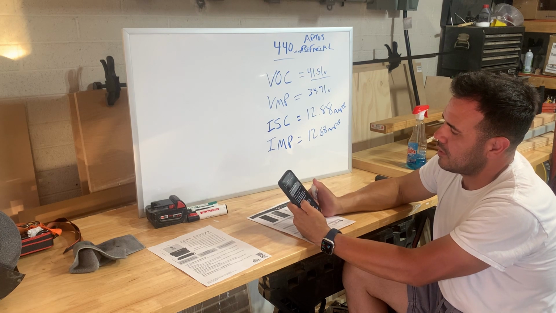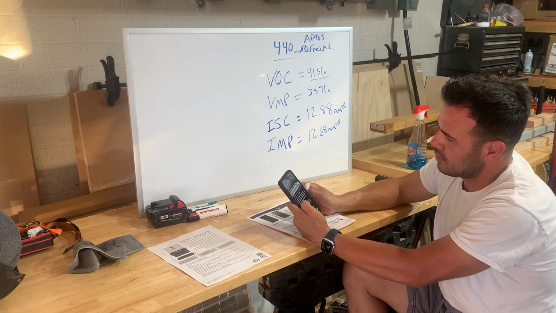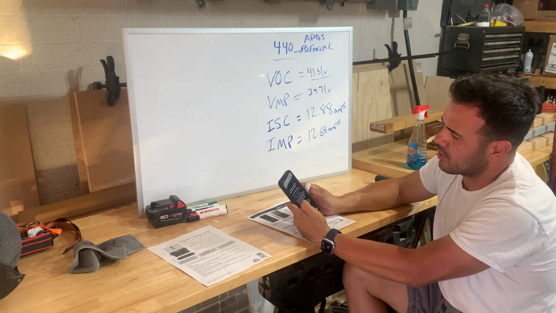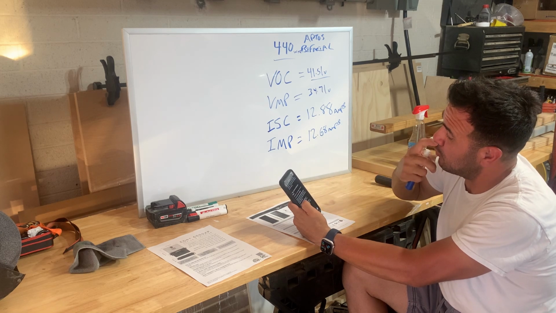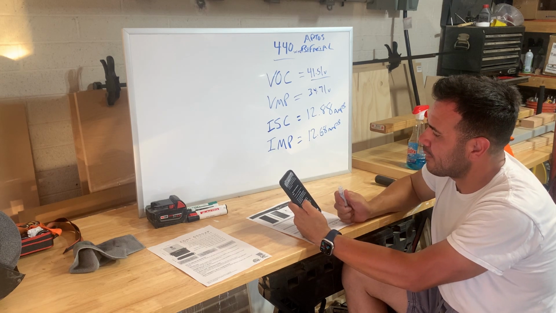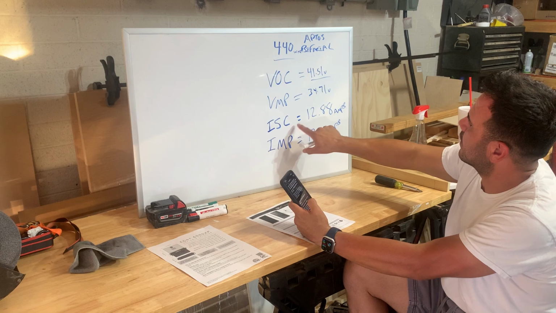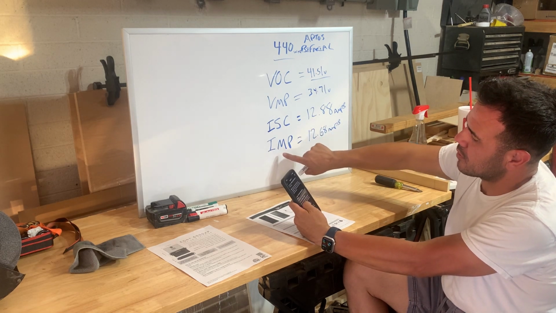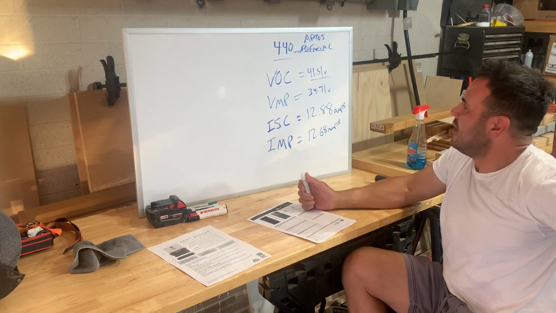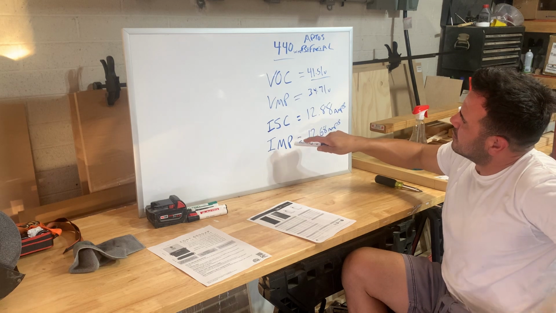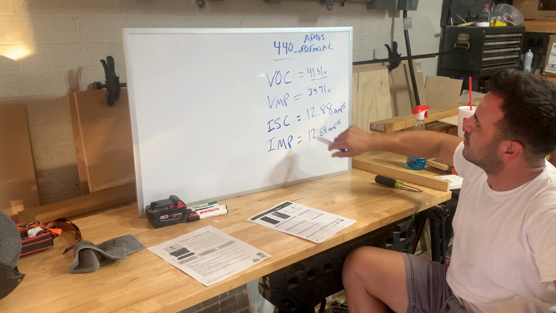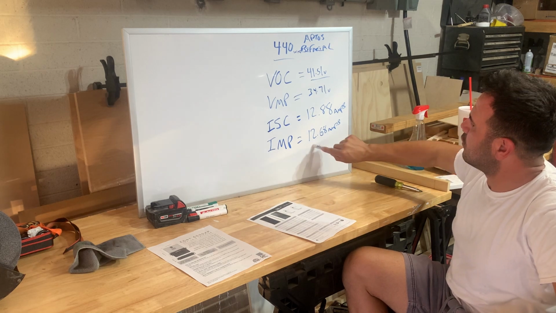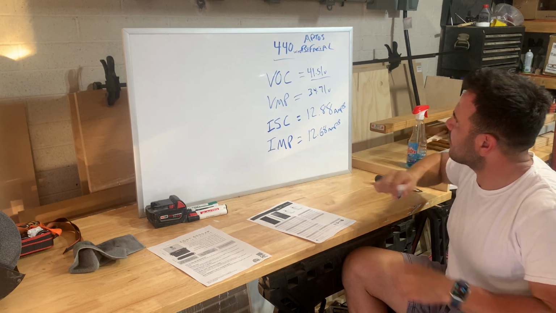So ISC stands for short circuit current, and IMP stands for current at maximum power. So short circuit current and current at maximum power. And similar to the VOC, this is the max amount of amperage that this solar panel is going to produce when it's not under load. And then when it is under load, it's 12.68 amps.